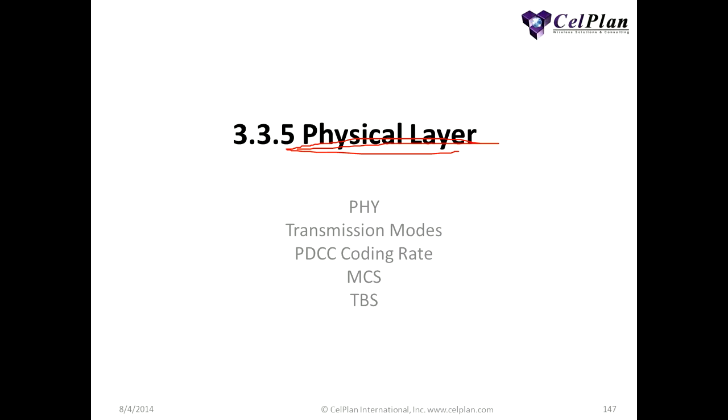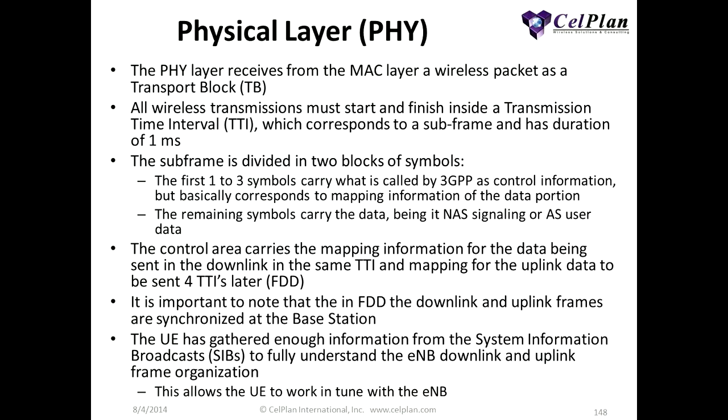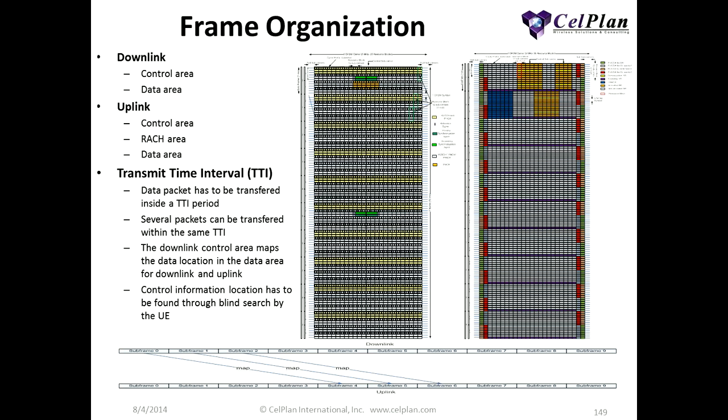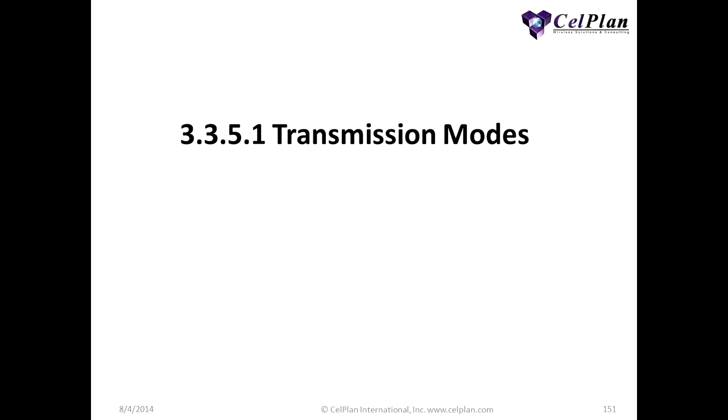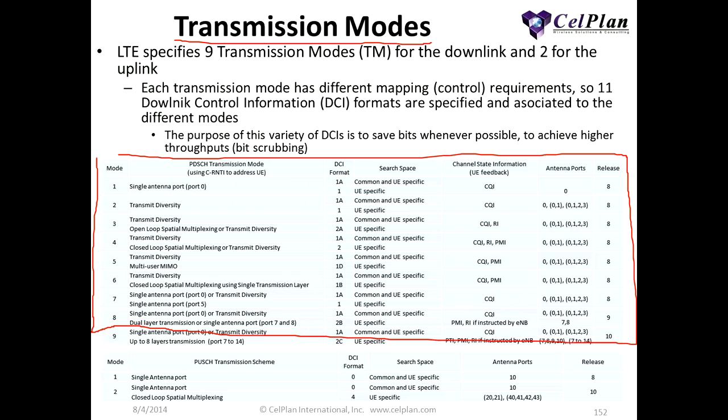Finally, the physical layer, probably the most difficult to understand now because of the bit scrambling principle used. So this is the last layer. In this layer, again, we need to understand the frame organization. I will not repeat it. We need to start with transmission modes. Remember that I said that the UE and the ENB negotiate transmission modes. Well, those transmission modes are here.